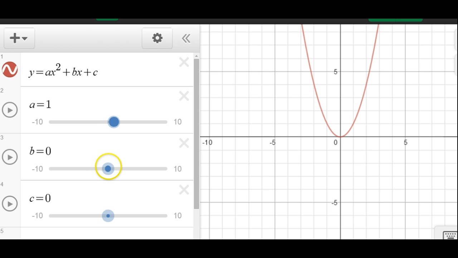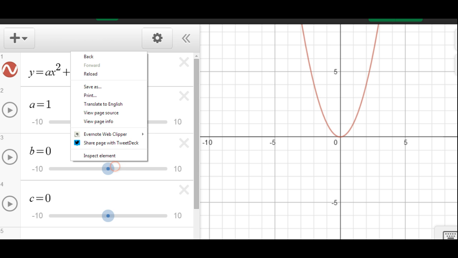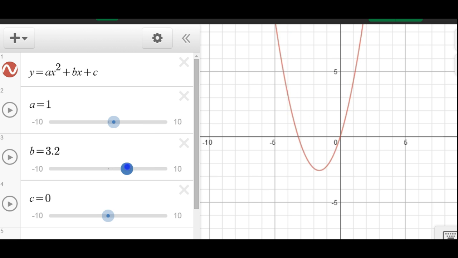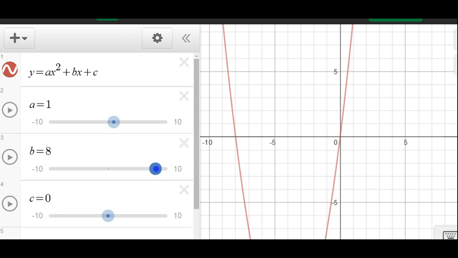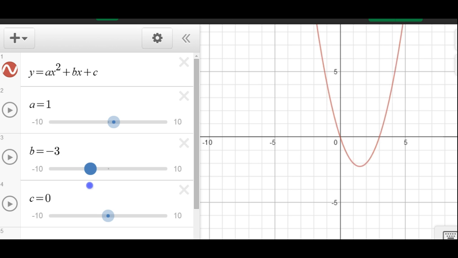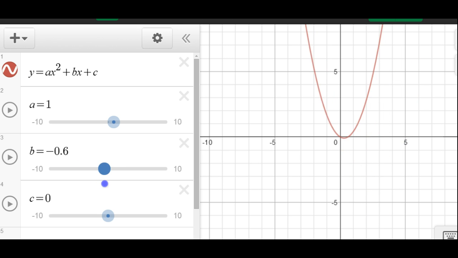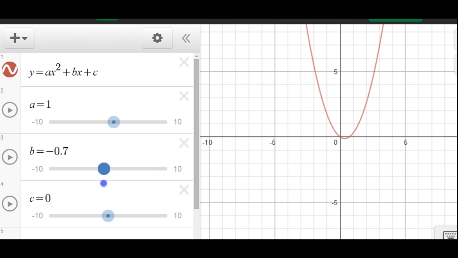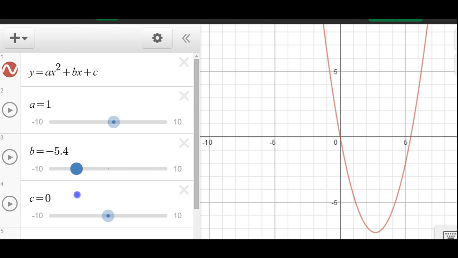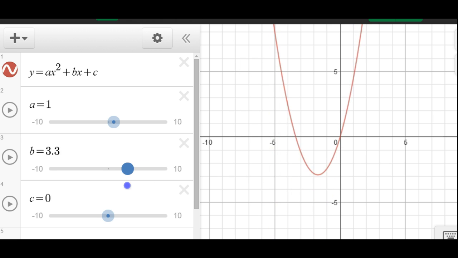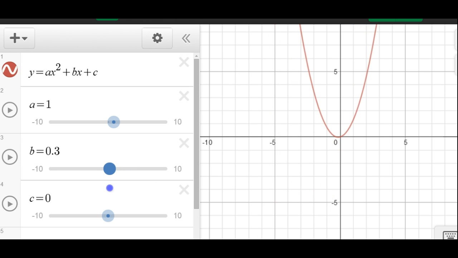Okay, b. Okay, so what's happening with b? It's kind of moved, right? It's moving it around. Is the shape changing? No. Still a parabola. Okay, so let's set b to 0 and pull it back here.